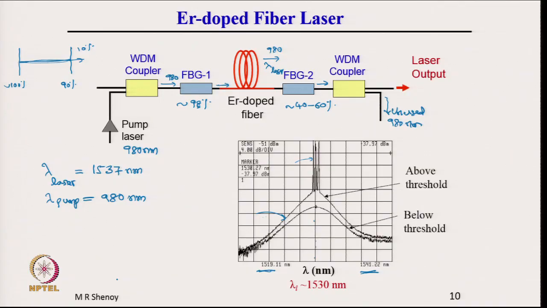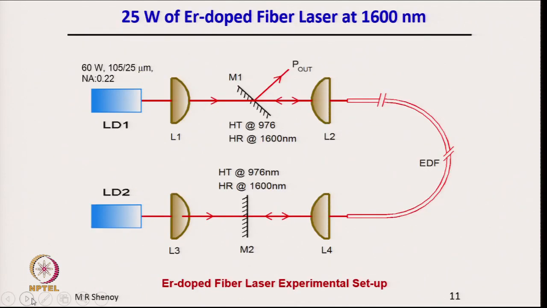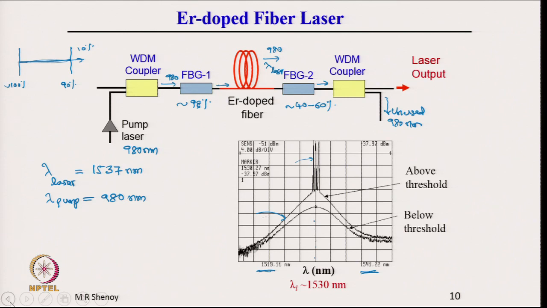All right. So, that is about an erbium doped fiber laser. What is shown here is using bulk components, a 25 watt erbium doped fiber laser lasing at around 1600 nanometer. So, in this case, let me go back and show this. There are two WDM couplers.